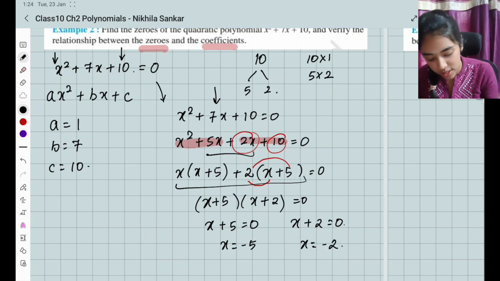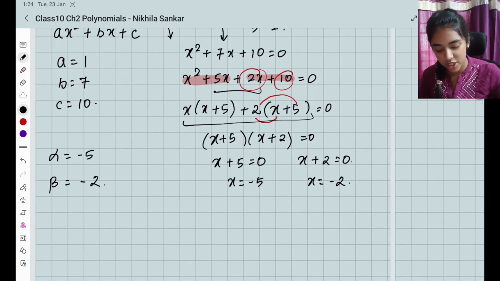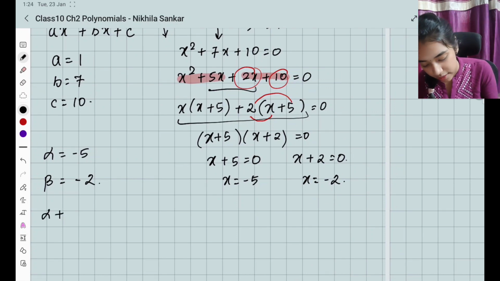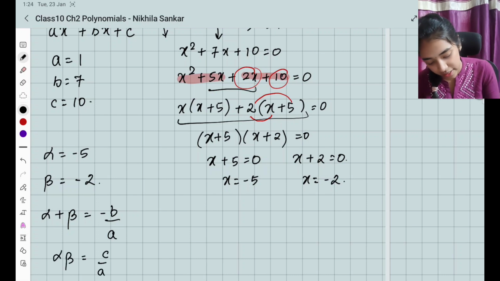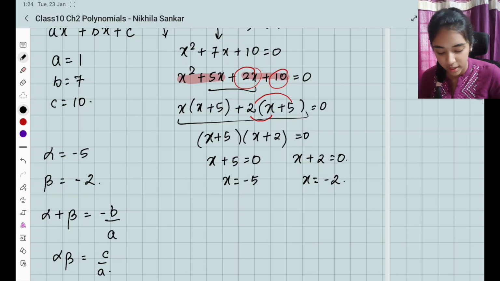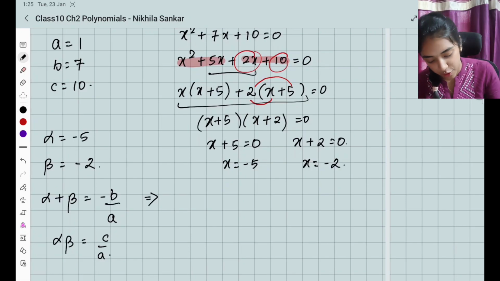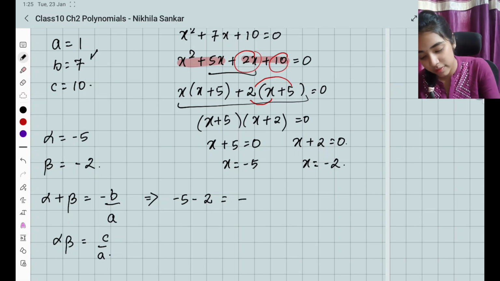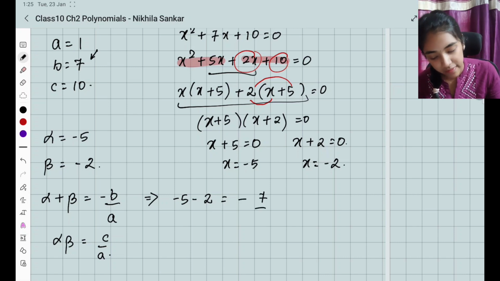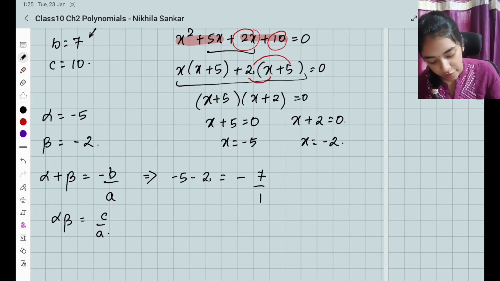Now what are our two zeros? We have found out that alpha is going to be minus 5 and beta equals minus 2. Now that we have found both, what is the relation that we know? Alpha plus beta, sum of zeros equals minus b divided by a, and product alpha beta equals c divided by a. Okay, so this is the relation that we know. Can we cross check this? When I substitute the values, I have minus 5 minus 2 equals minus b, what is b's value? It is going to be 7. So 7 divided by a, what is a's value? It is going to be 1. So from this, what is on this side? I have minus 7 equals minus 7.